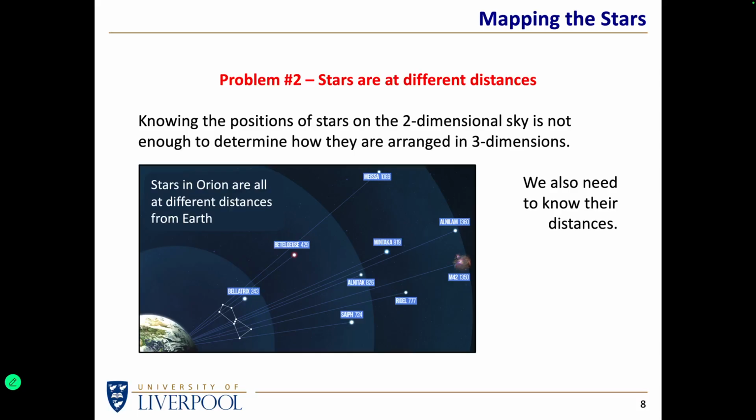If you think, for instance, of the familiar Orion constellation, we see it as a particular pattern of stars in our sky, but in fact all of those stars are at different distances from the Earth. And it's only by knowing those distances that we can get a proper three-dimensional map of what the stars are actually doing in our galaxy.